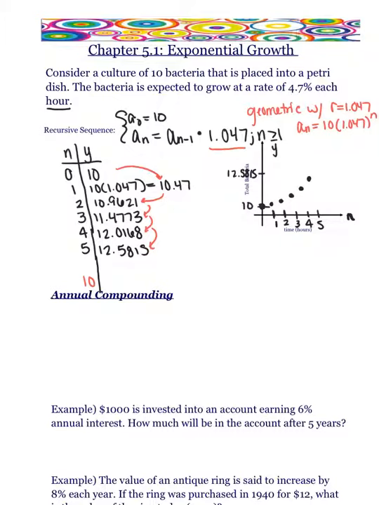So what I want to do is plug in 10 for n, and then I can see how many bacteria there are after 10 hours. So I'll have 10 times 1.047 raised to the 10th, and I get 15.8295. So I jump up here to about 15-ish. So when I look at this function, we get an exponential growth curve.